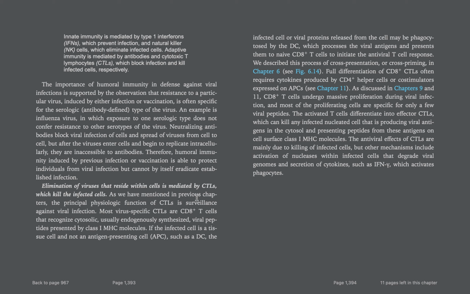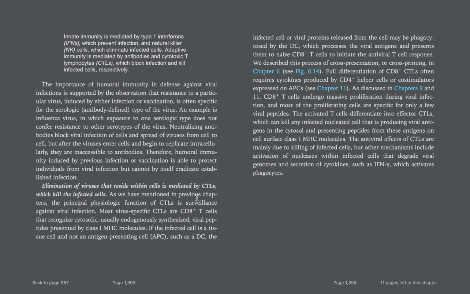If the infected cell is a tissue cell and not an antigen presenting cell, such as a dendritic cell, the infected cell or viral protein released from the cell may be phagocytosed by the dendritic cell, which processes the viral antigens and presents them to naive CD8 T cells to initiate the antiviral T cell response. We describe this process as cross-presentation or cross-priming in chapter 6. Full differentiation of CD8 T cells, or cytotoxic T cells, often requires cytokines produced by CD4 helper cells and or costimulator expression on the antigen presenting cell.